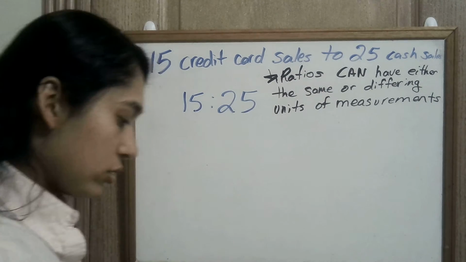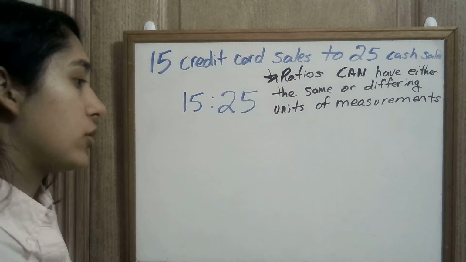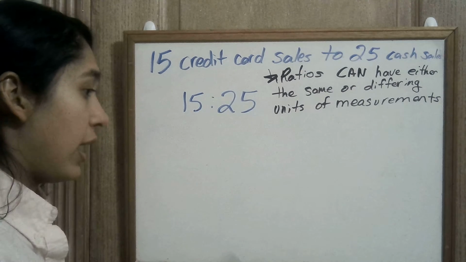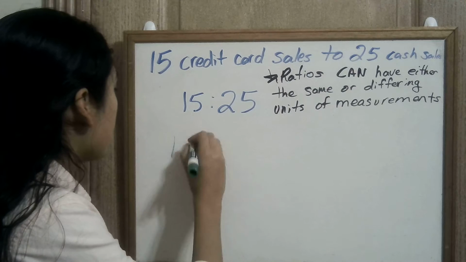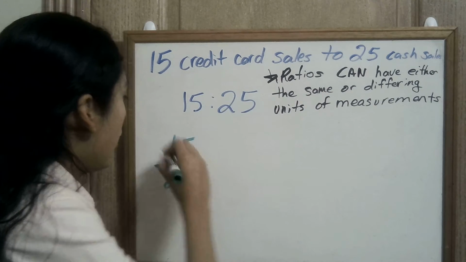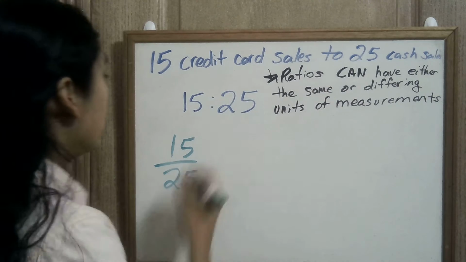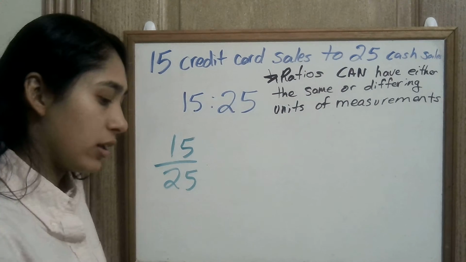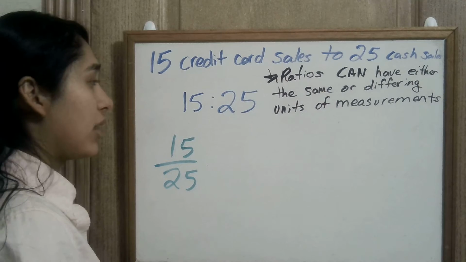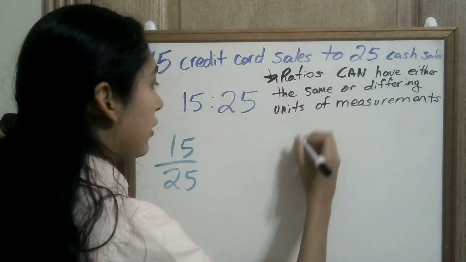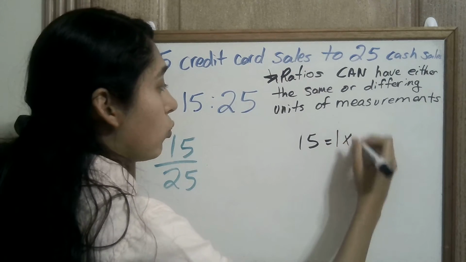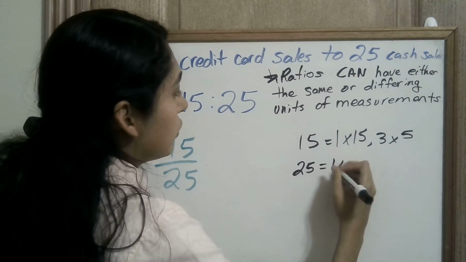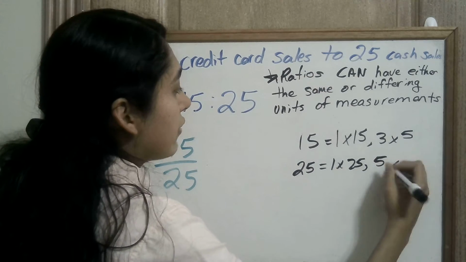Okay, so whenever you're having to do actual calculations with ratios, and they're the same unit of measurement, you can just rewrite it like this. Much easier for what we're going to do next. So we know that the number 15 and number 25 are both multiples of 5. So 15 is the same thing as 1 times 15, or 3 times 5. We also know that 25 is equal to 1 times 25, or 5 times 5.